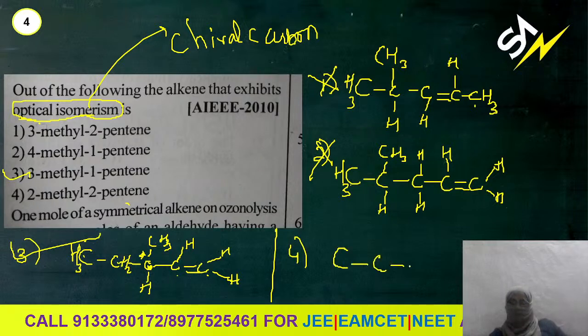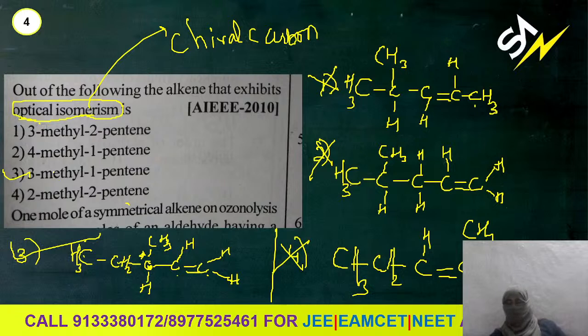Pent means 5 carbon. Pent I got 5 carbon, at 2 position the double bond is there. 2 methyl is also there. I don't think again I'm getting a chiral carbon here. That means the answer is not going to be the fourth. The answer is going to be the third one.